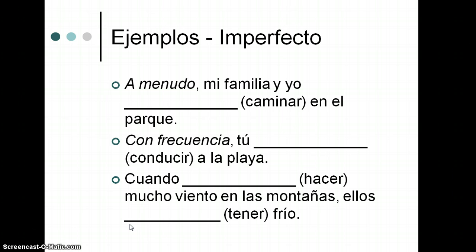Okay, you should have had in the first one, a menudo, mi familia y yo caminábamos, with an accent on the first A of the ending, I should say, en el parque. Con frecuencia tú conducías a la playa. Cuando hacía mucho viento en las montañas, ellos tenían frío. Okay? Notice that in number one, there's a repeated or habitual action in the past, a menudo. In the second one, again, con frecuencia. And in the third one, we're talking about the weather and giving a description of the weather. So that, too, is imperfecto.